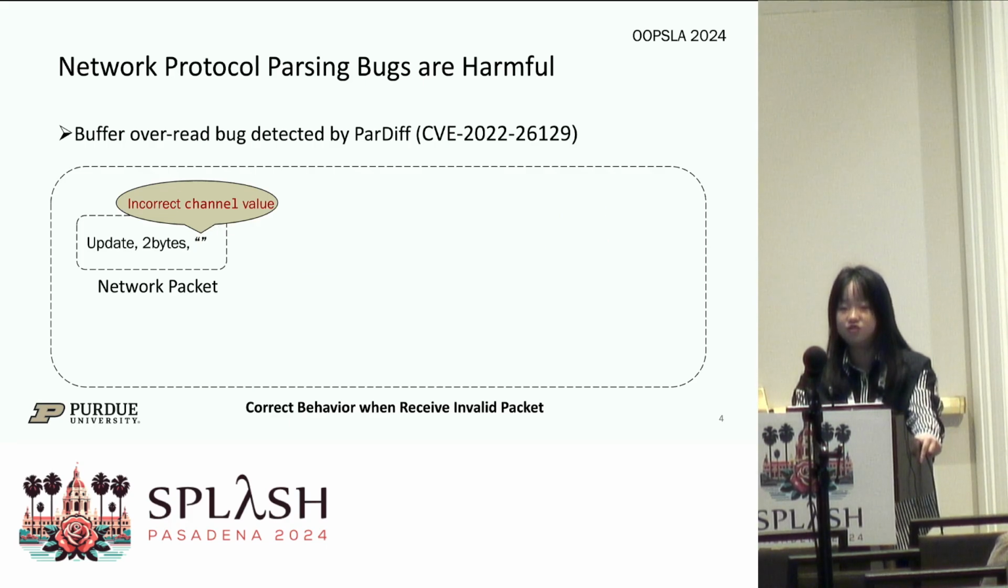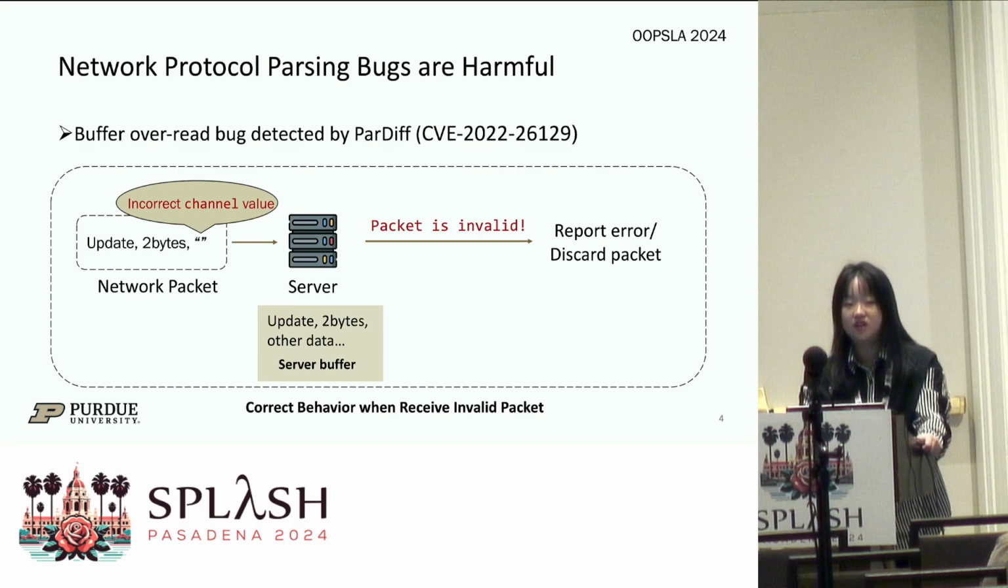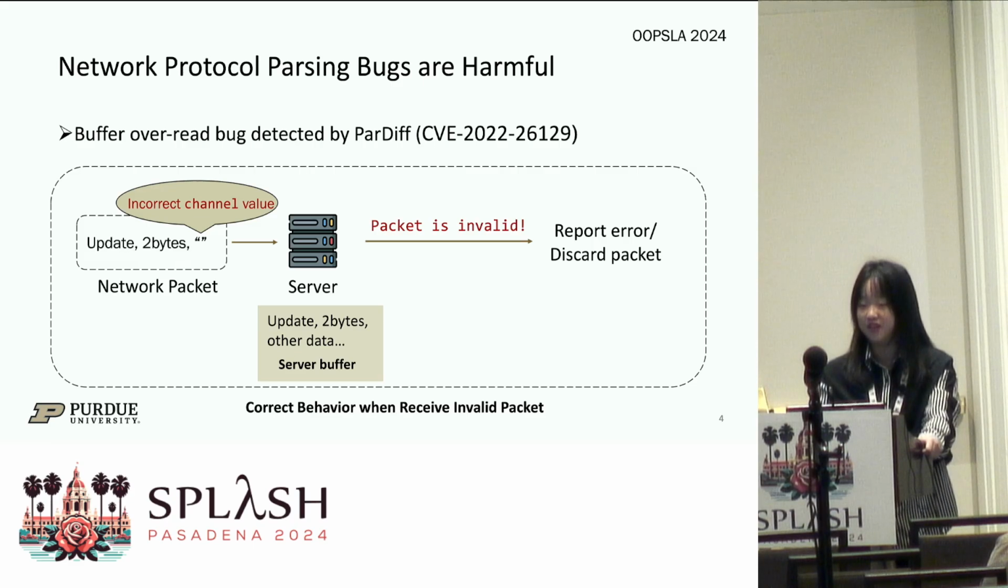Now, let's see what should happen when the network packet is invalid. On the left, we have another update packet, which is also supposed to have a 2 byte payload. However, this time it is empty. So this is an invalid packet. And in this case, the server identifies that the packet is invalid and chooses to either report an error or simply discard this packet from further processing.